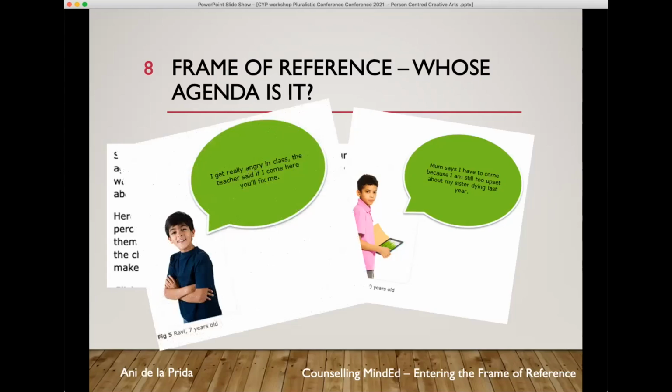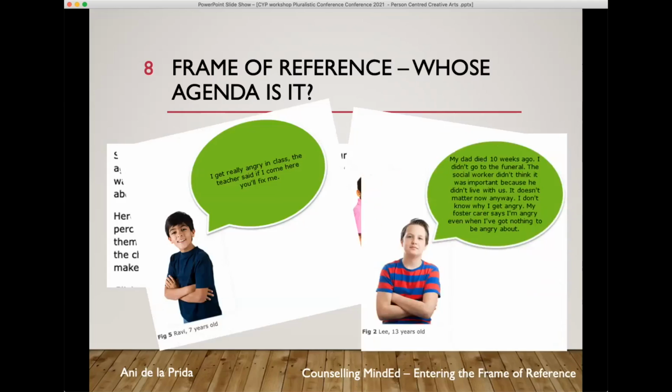So Ravi: I get really angry in class. Teacher says if I come here, you'll fix me. Really common. I've heard that multiple times. Sure, a lot of you have.